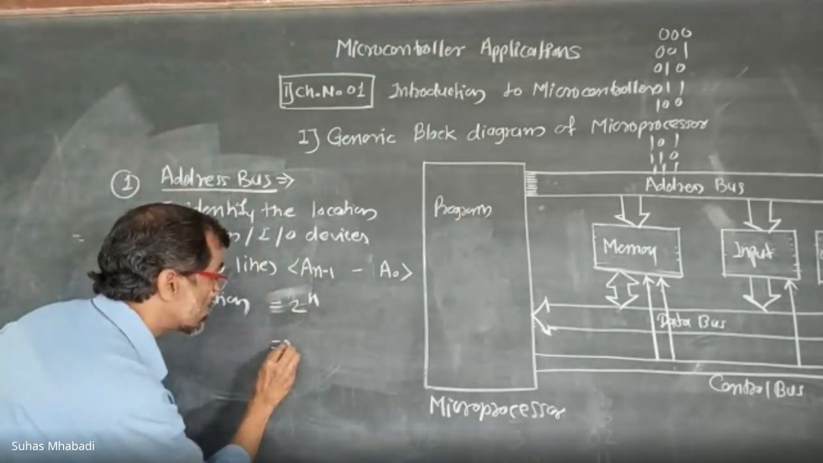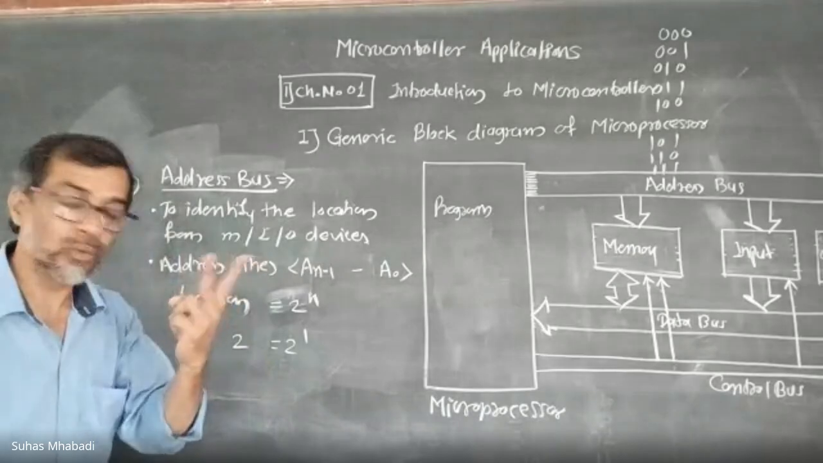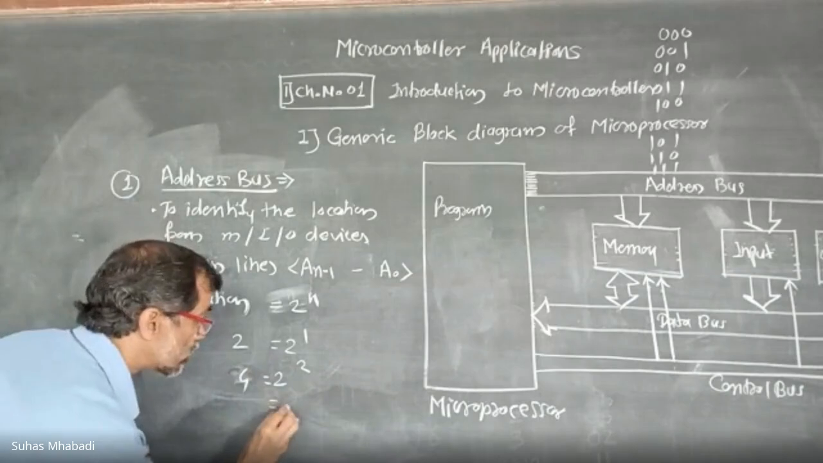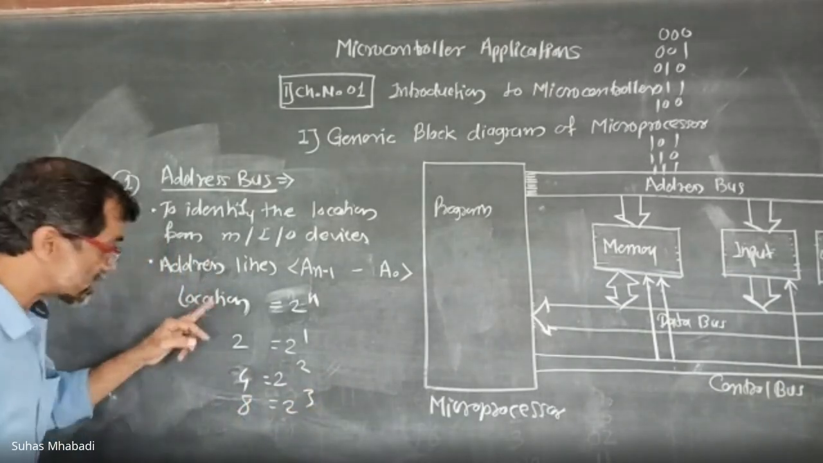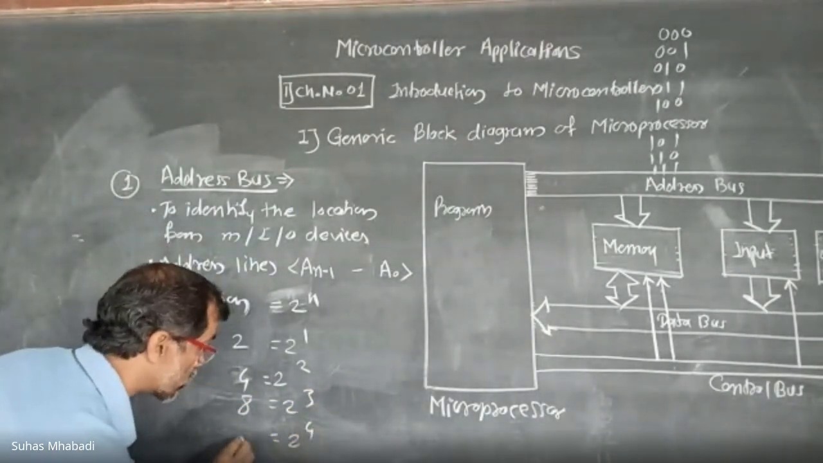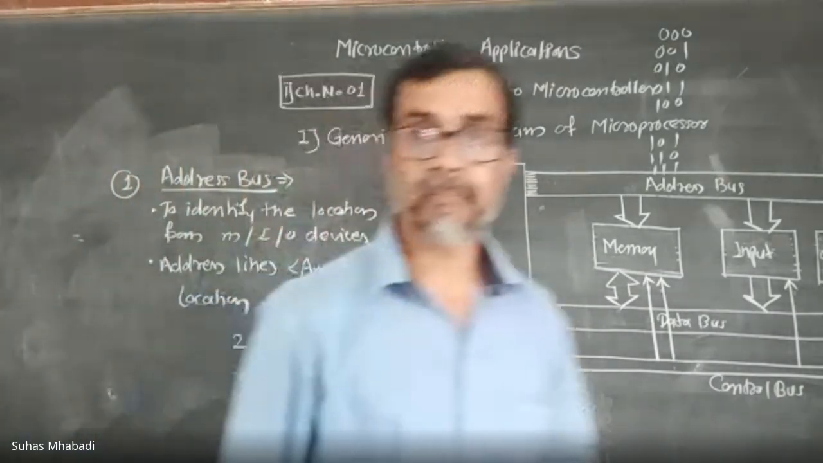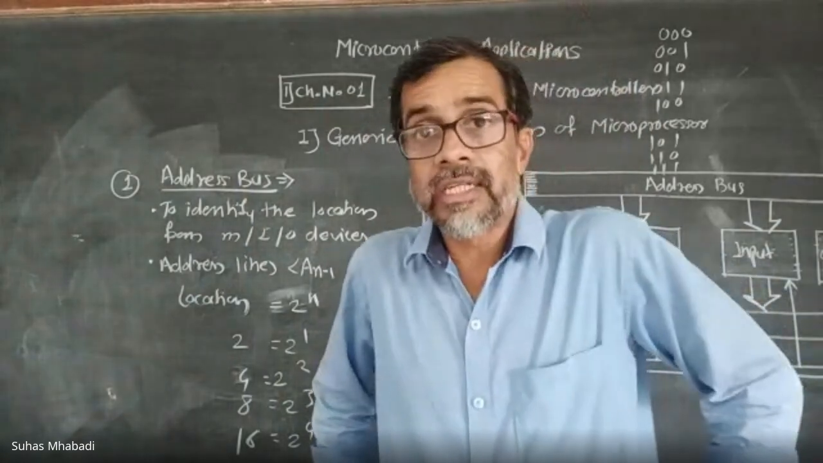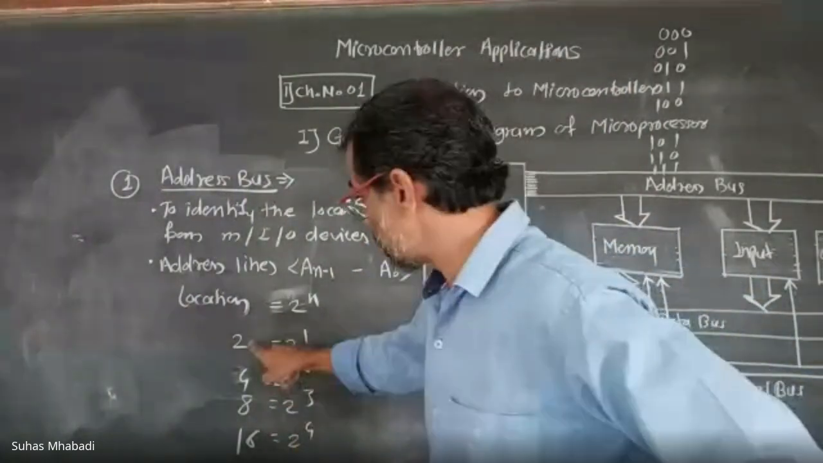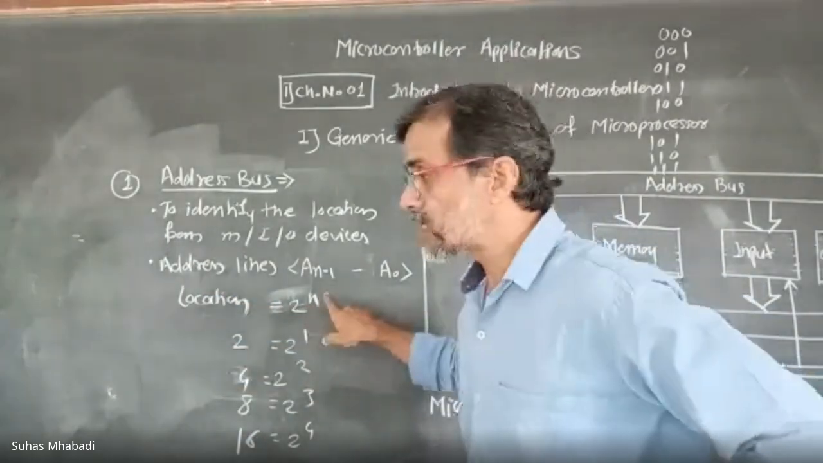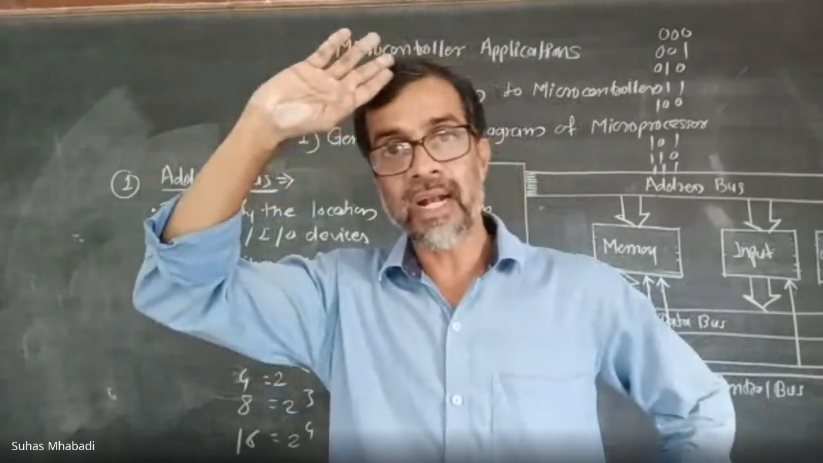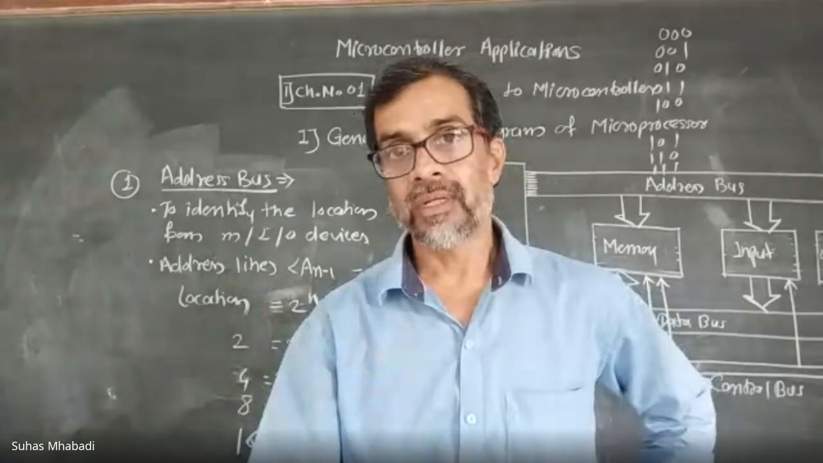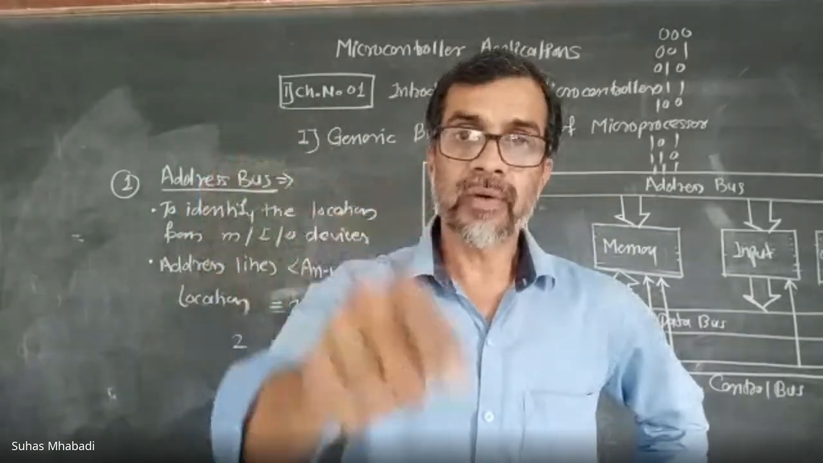2 raised to 1, locations 2. 2 raised to 2, locations 4. 2 raised to 3, locations 8. 2 raised to 4, locations 16. If the processor has 16 address lines, n is equal to 16, and 2 raised to 16 is equal to 65,536 locations.